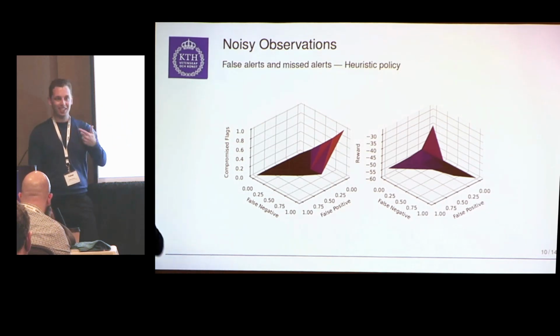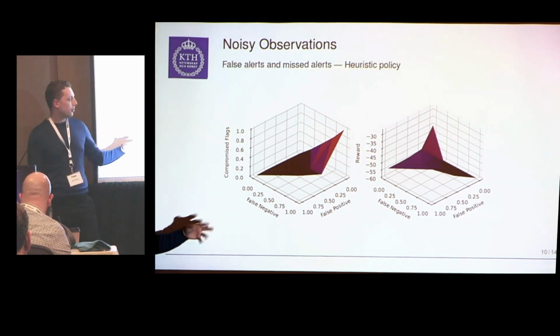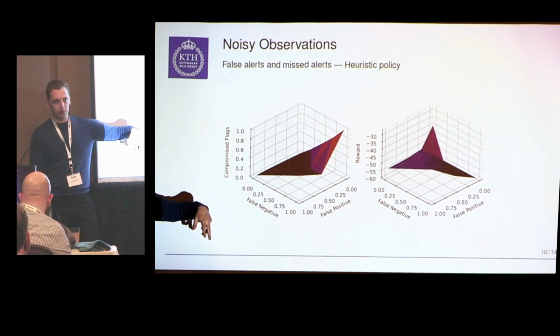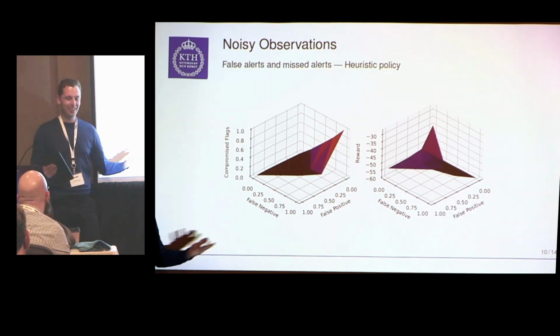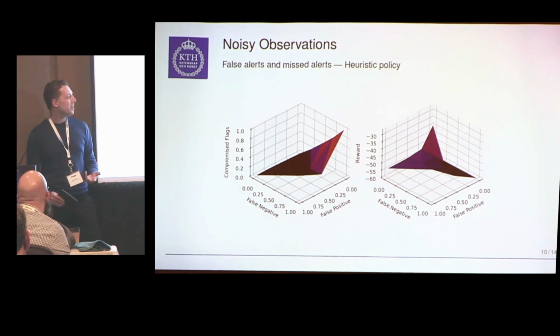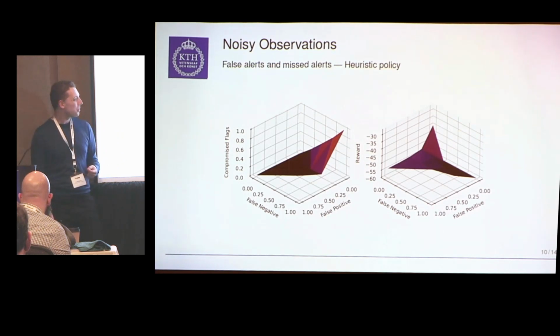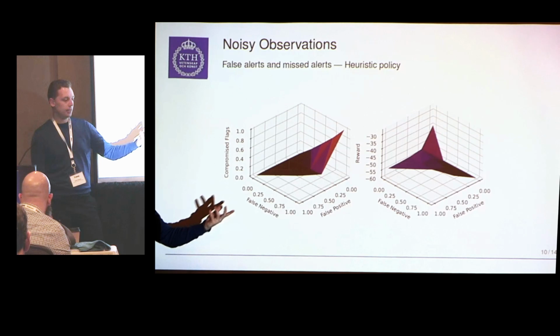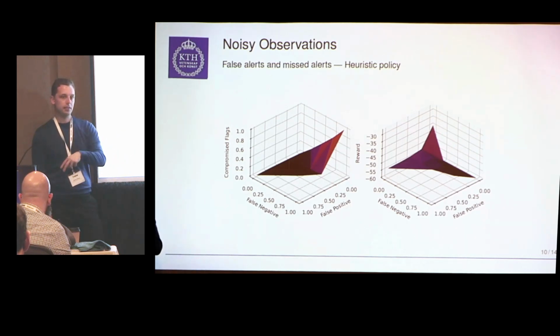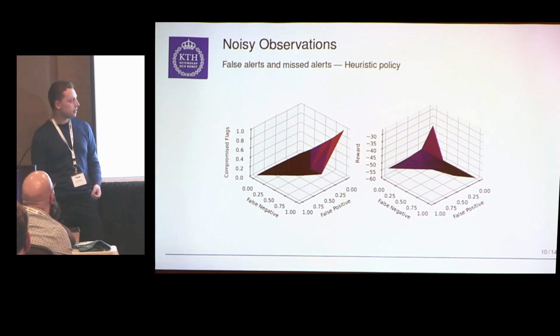Next slide, please. So this was a result that we obtained when we tested all combinations of false negatives and false positives, and then we measured how many flags get taken and how much reward the agent gets. All the rewards are negative here, because the only thing you can do is shut things off, and then you get a negative reward. But this is for a heuristic policy that we implemented as a baseline.